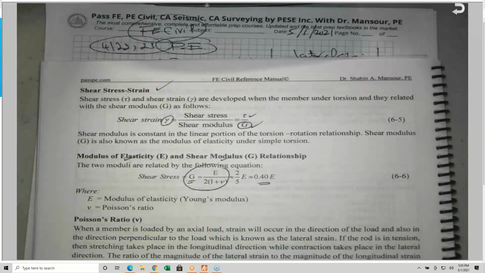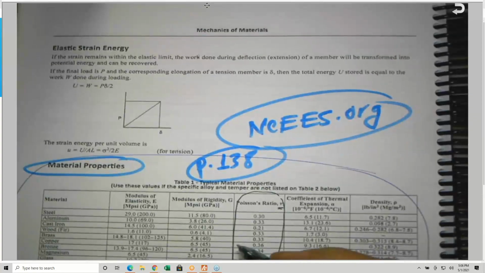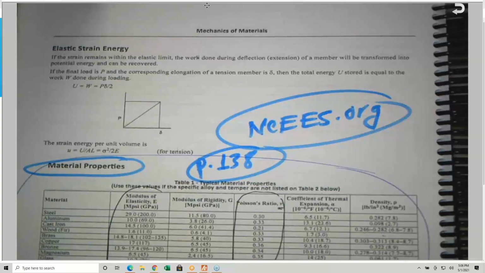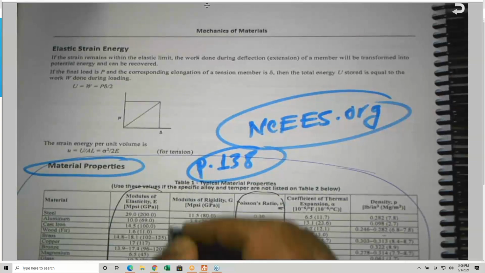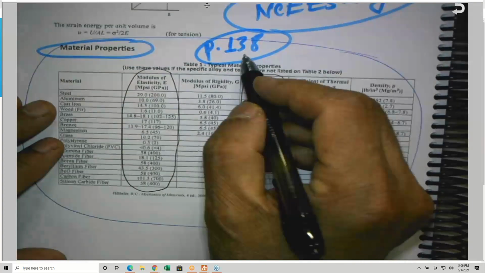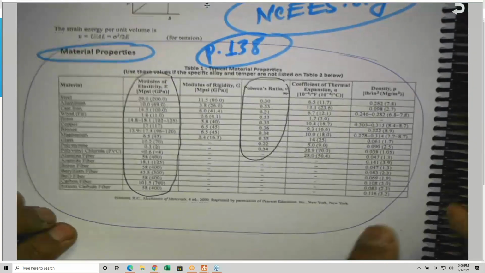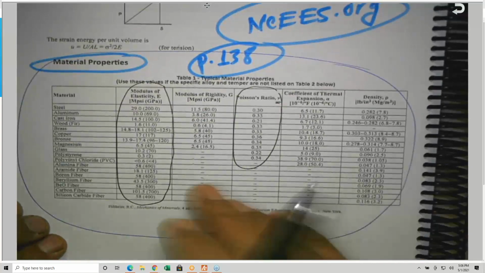And if you look at the tabulated values, by the way, in the NCEES table at the end, I showed you one table, table 1. It does have the modulus of elasticity. Here it is. Okay, this is table 1 on page 138. Please keep this book side by side. Keep the NCEES book next to you, because I will refer to it a lot.